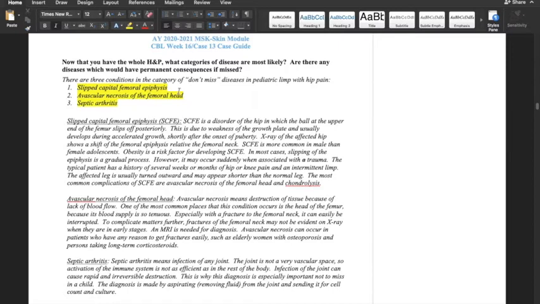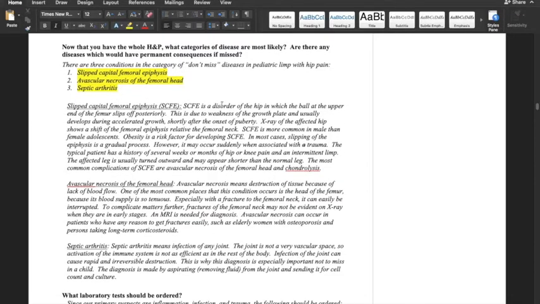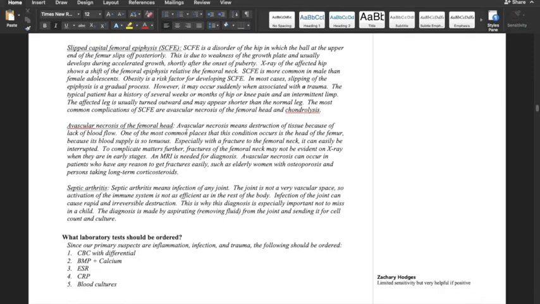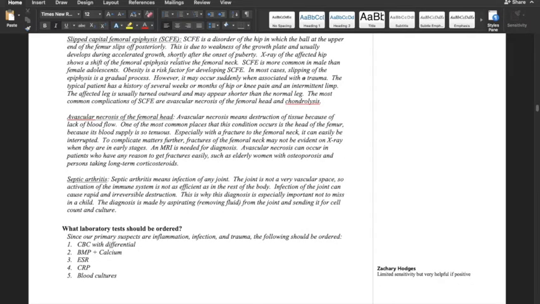Next is avascular necrosis of the femoral head. That is also something that needs orthopedic attention you don't want to miss. And then septic arthritis, of course, a bacterial infection of the joint that needs aspiration and antibiotics. And that's been detailed here.